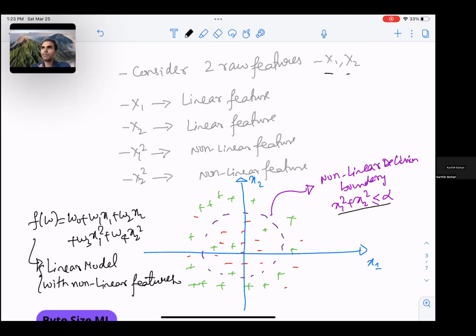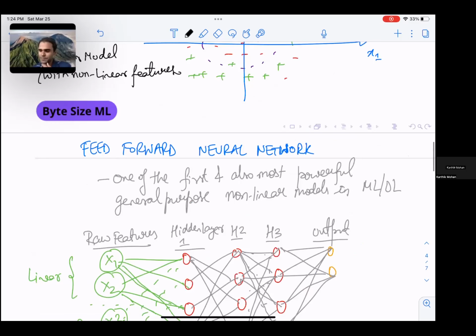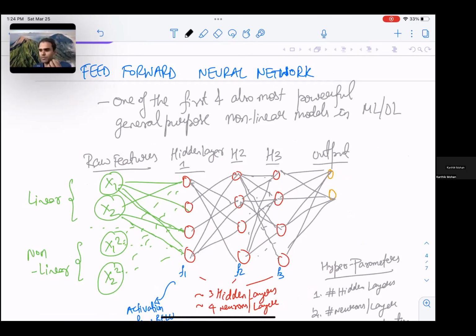In earlier days, people used to invest a lot in feature engineering and constructing good nonlinear features. But with the advent of deep learning, you don't have to do it anymore, right? Deep learning is doing feature engineering for you in an automated way, in a data-driven way. So you don't have to invest time doing feature engineering yourself. One of the simplest and most powerful general purpose nonlinear models in machine learning or deep learning is the feed-forward neural network. This is something that still gets used in the industry.